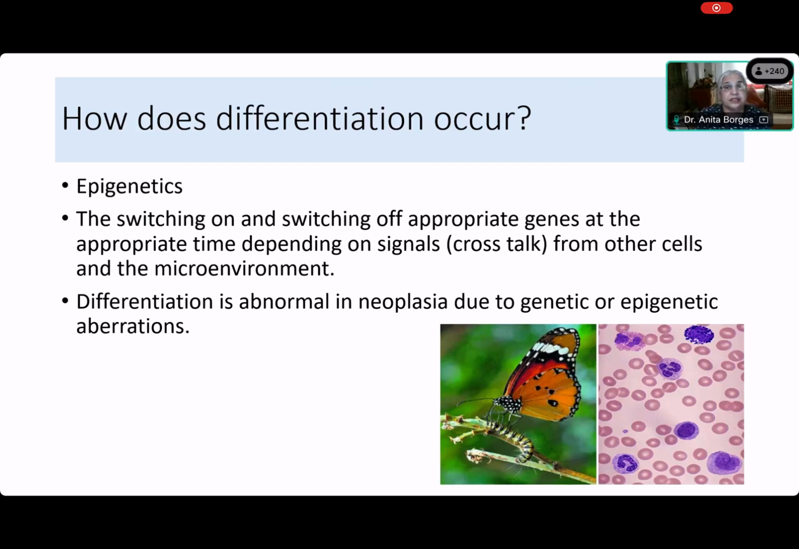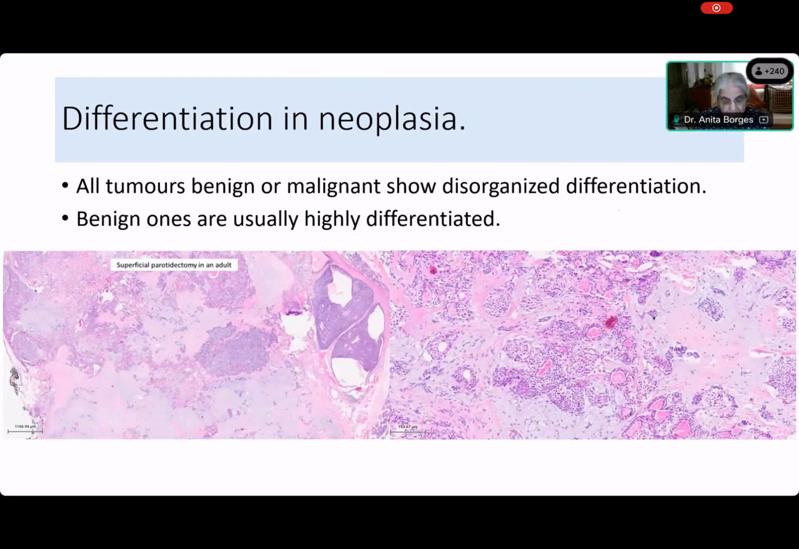All right, very good. Now, differentiation in neoplasia. All tumors, and please, I'm saying this again, benign or malignant. It is part of the definition of what is neoplasia. You may not find it written in your textbooks, but it is implicit in the definition that all tumors will show disorganized differentiation. The benign ones are usually highly differentiated, but there is no guarantee that they will show you the differentiation that you think they should show.